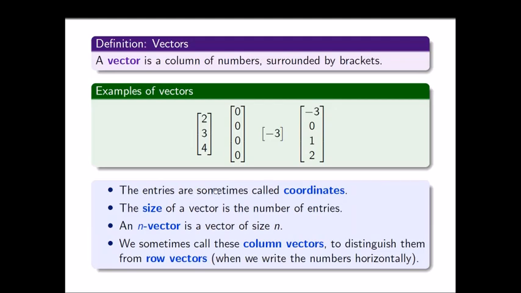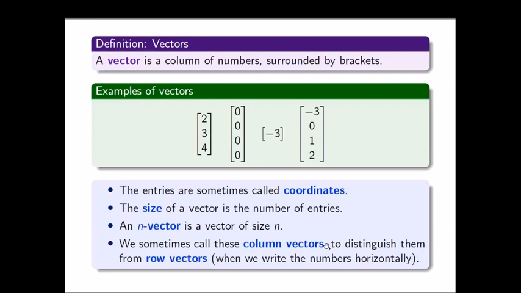So the entries are called coordinates sometimes, and by entries I mean the numbers that you actually put in the vectors. The size of a vector is the number of entries. So the first vector here is of size 3. This is a vector of size 4, size 1, and then size 4 again. And sometimes we call them like a 3 vector, a 4 vector, a 1 vector, and a 4 vector. So if we have a vector of size n, we call it an n vector.